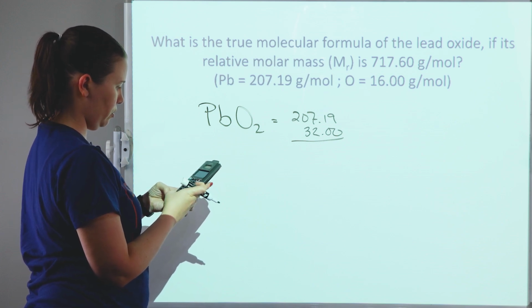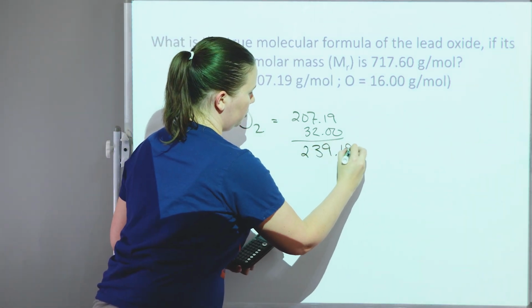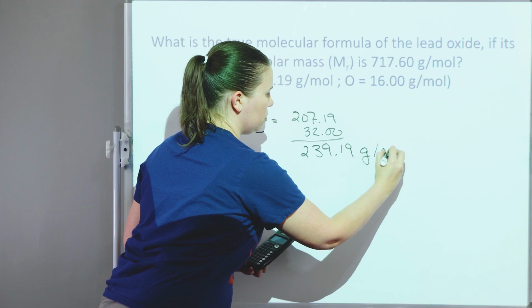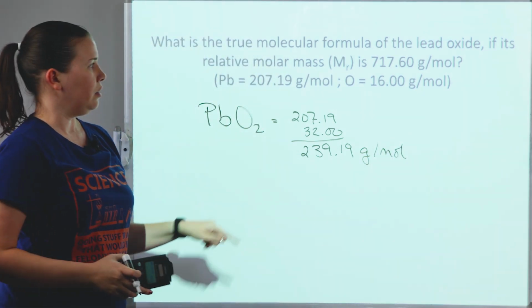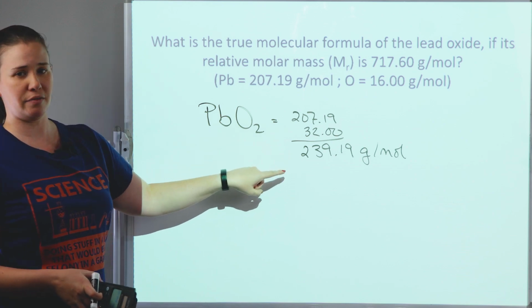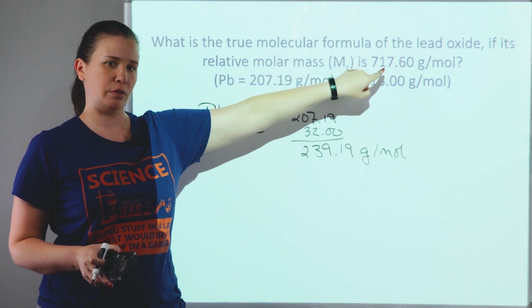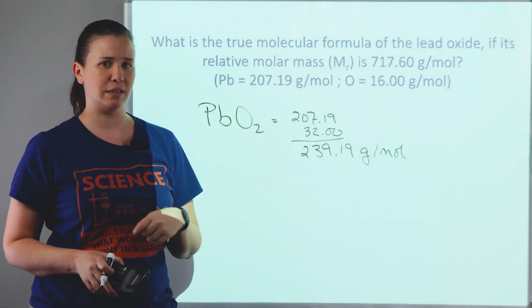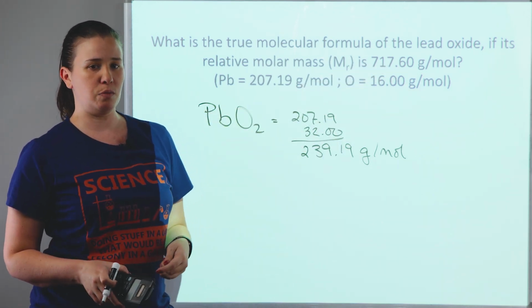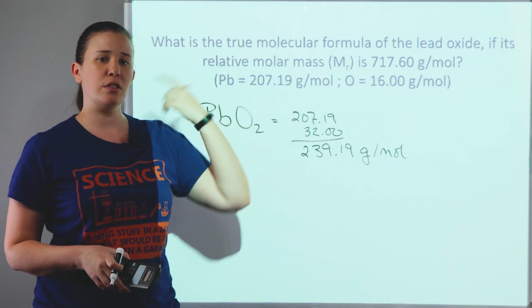207.19 plus 32. We get 239.19 as its molar mass, so it's grams per mole. Now, if just one lead and two oxygens has a molar mass of about 200, could it possibly be the answer for the true molecule with a molar mass of 717? No, definitely too small. But to go from empirical to molecular, we just need the multiplier.